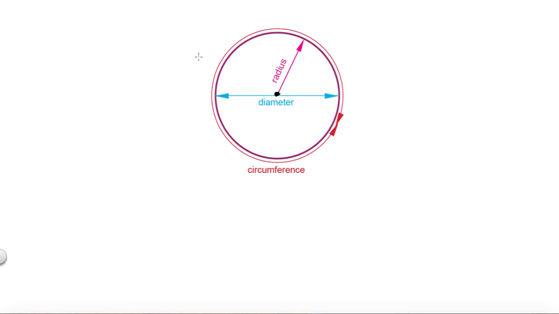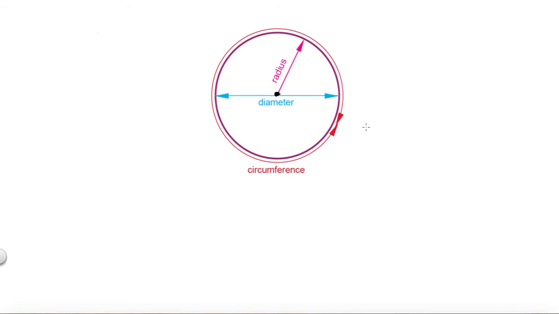And then we have our circumference. Our circumference is the distance around the circle. So as I said, we have our diameter that goes from one edge of the circle to the opposite edge. We have our radius, which goes from the center of the circle to the edge of the circle. And we have our circumference, which is the distance around the entire circle.